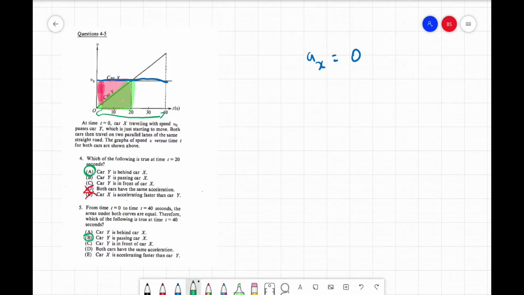As we know that car Y is accelerating, which means that it will overtake X at some point after the start.